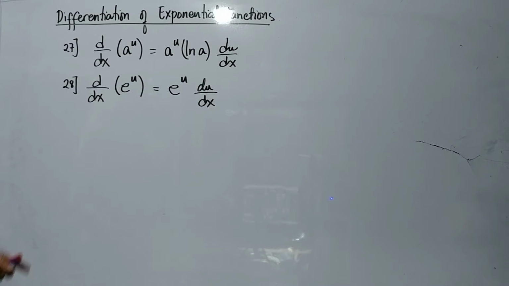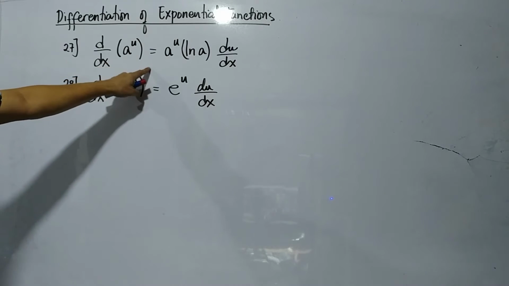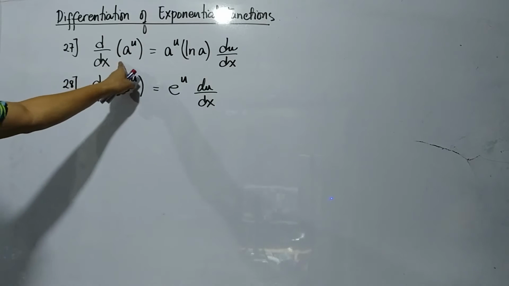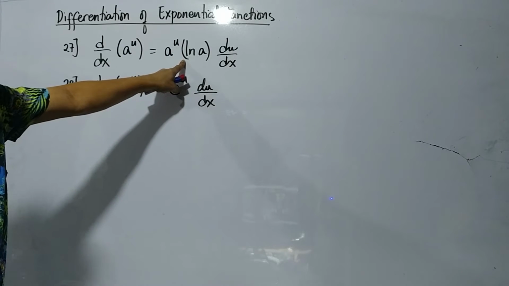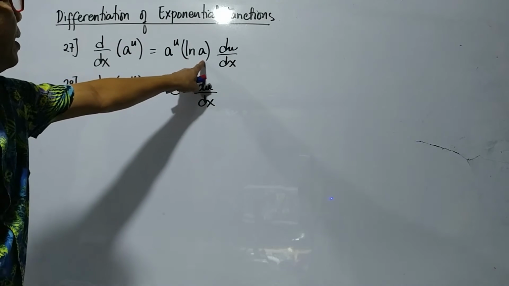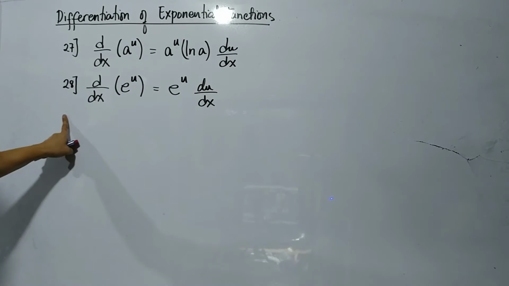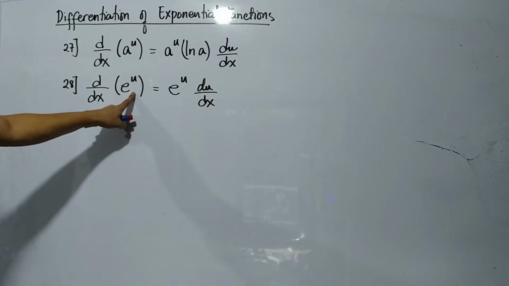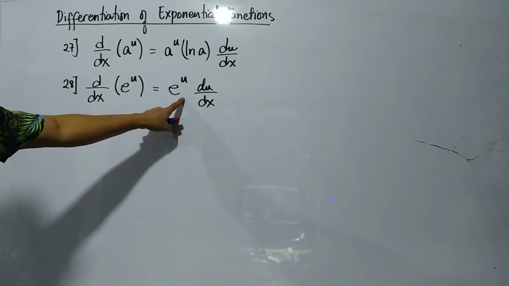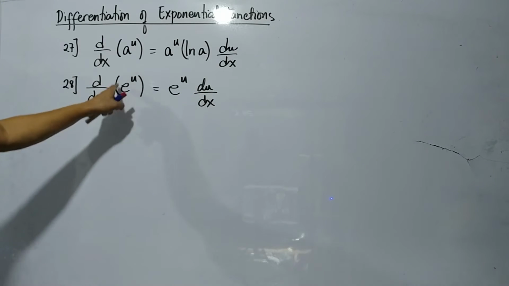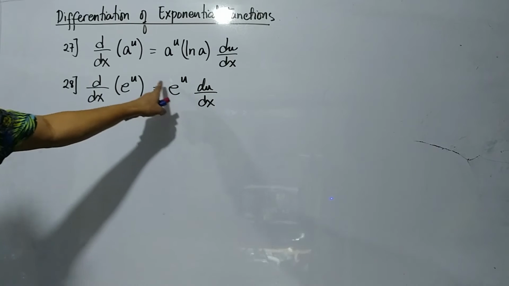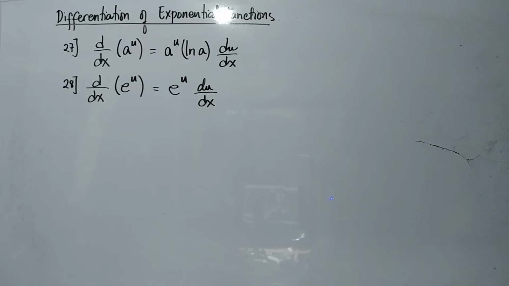So our topic is the differentiation of exponential functions. We are now on the 27th formula for differential calculus. The differential of a to the u is equal to a to the u, just copy, then multiplied by the natural logarithm of a multiplied by du dx. And the differential of e to the u is equal to e to the u du dx. Just copy the e to the u, then differentiate the power of the e.